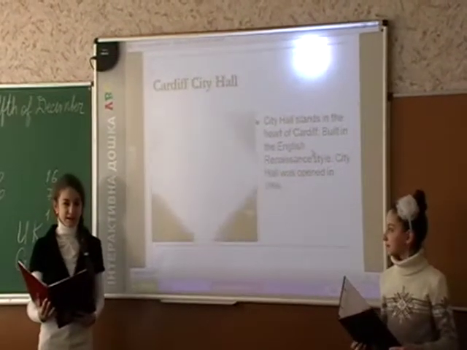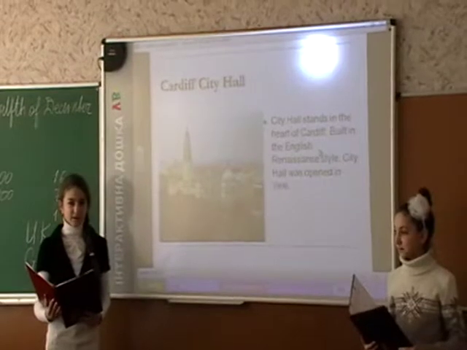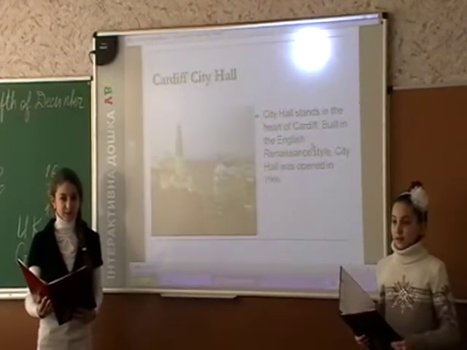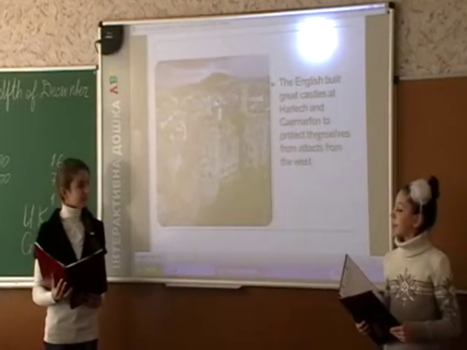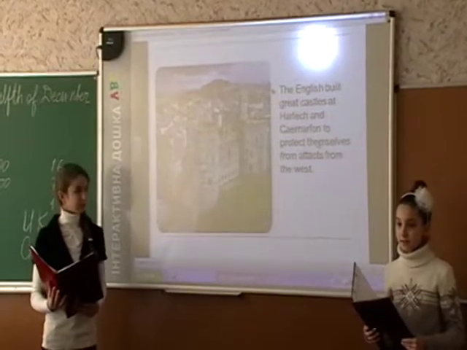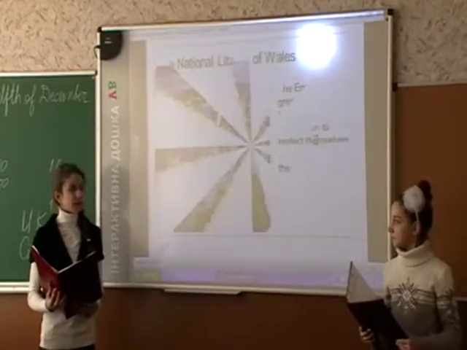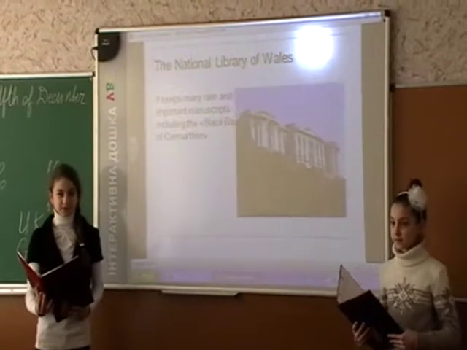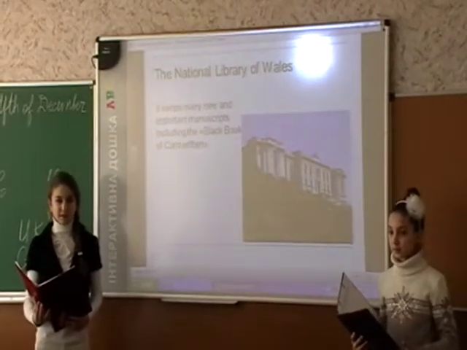Cardiff City Hall. City Hall stands in the heart of Cardiff, built in the English Renaissance style. City Hall was opened in 1906. The English built great castles at Harlech and Caernarfon to protect themselves from attacks from the west. The National Library of Wales. It keeps many rare and important manuscripts, including the Black Book of Carmarthen.